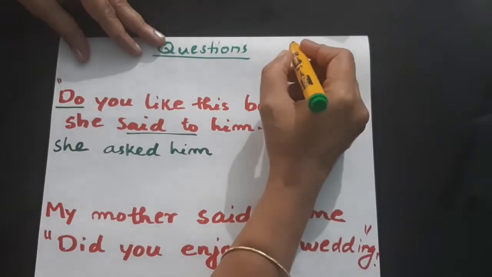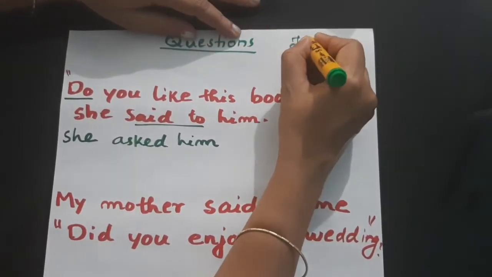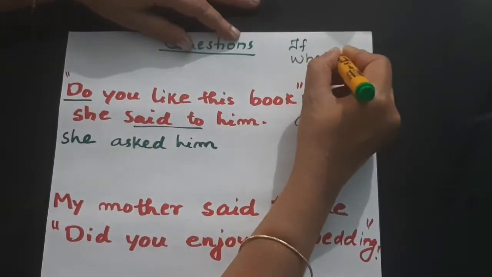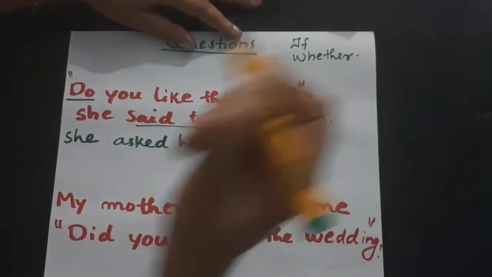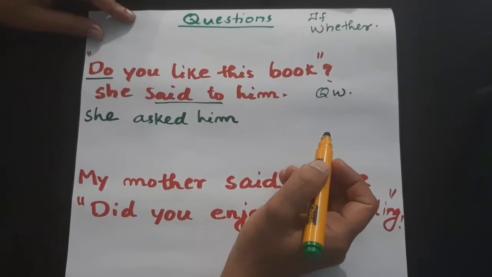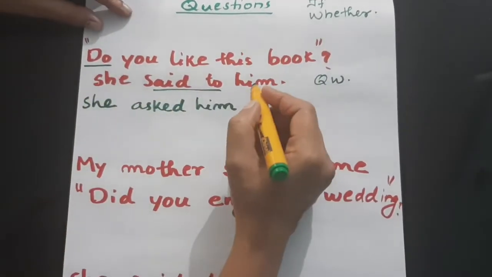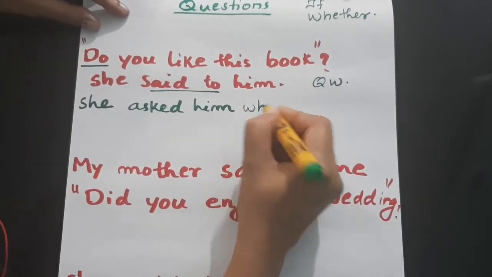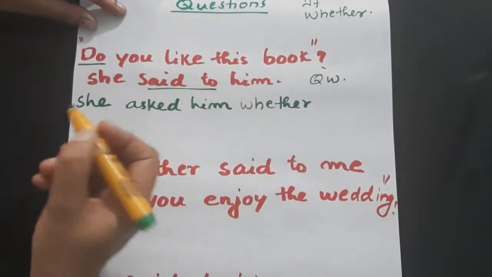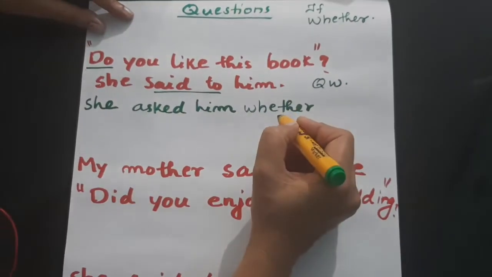Okay. Instead of this question word, you can use either if or whether. Okay, we'll substitute it with if or whether, because there is no question word here in the question. Okay, let me use whether here. You know why we used whether here? You don't have any question word at all here in the question. That's why you used whether.